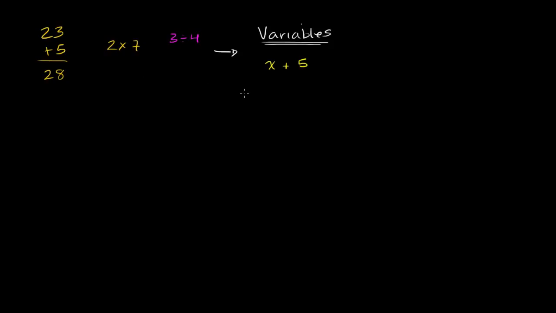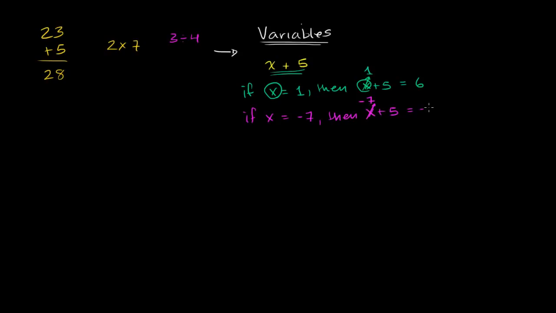If x is equal to 1, then x plus 5, our expression right over here, is going to be equal to 1 plus 5, because now x is 1. So x plus 5 will be equal to 6. If x is equal to, I don't know, -7, then x plus 5 is going to be equal to, well, now x is -7. It's going to be -7 plus 5, which is -2.